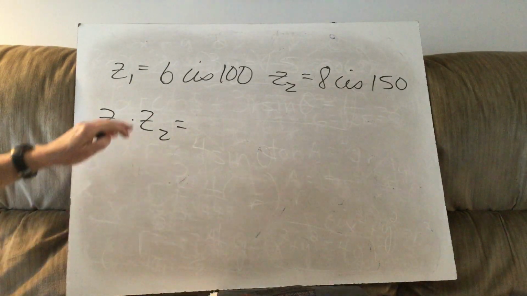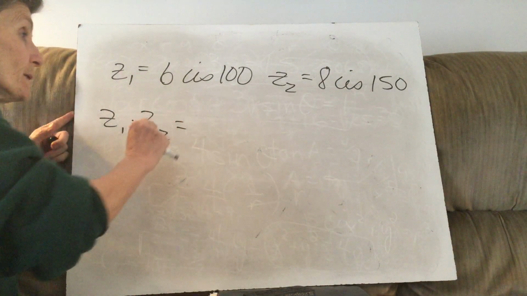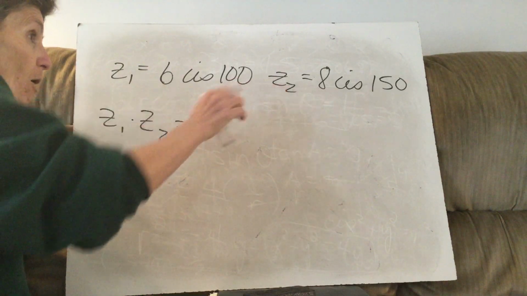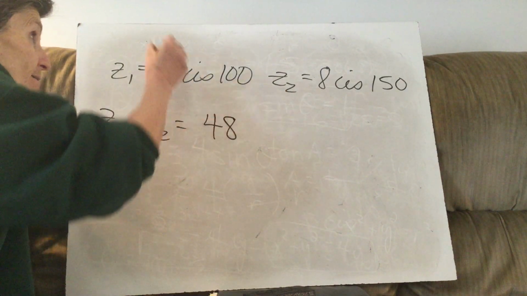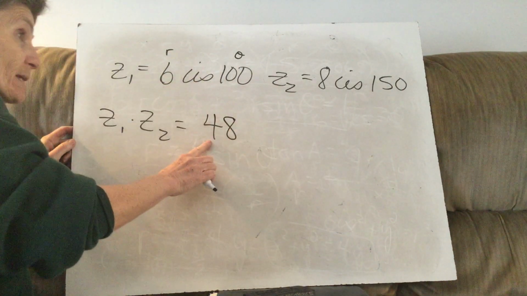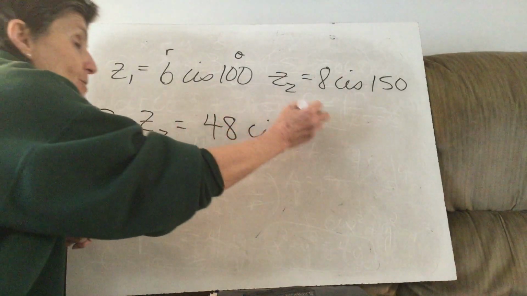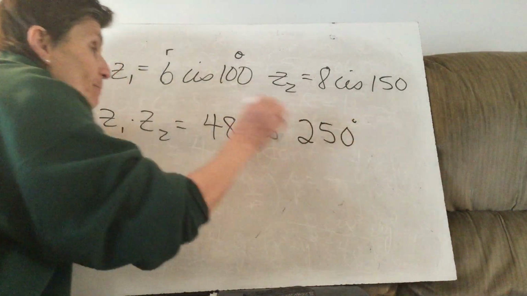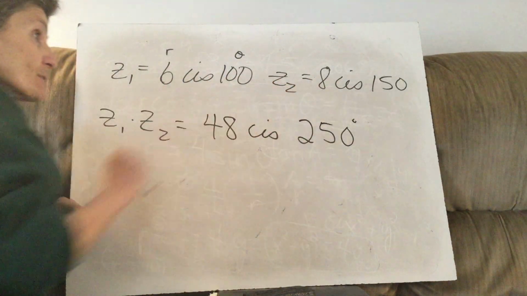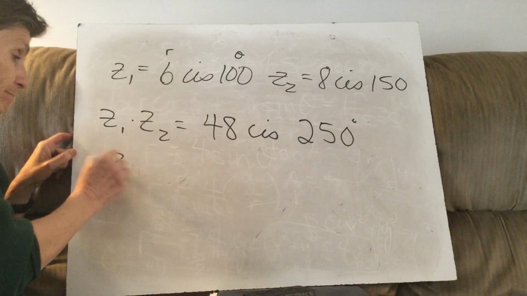When you multiply numbers in polar form, it's called polar form, trigonometric form, you multiply their r's, so that would be 48. This is r, this is theta. And you add their angles, so that would be 250, 100 plus 150. You multiply the r's, add the angles. Done.